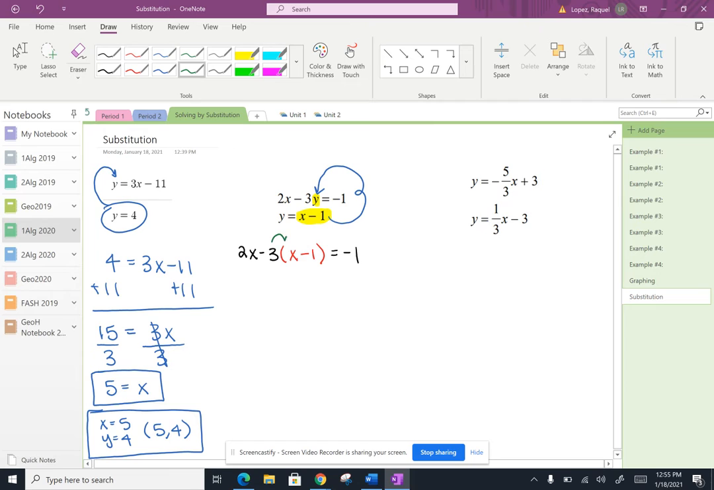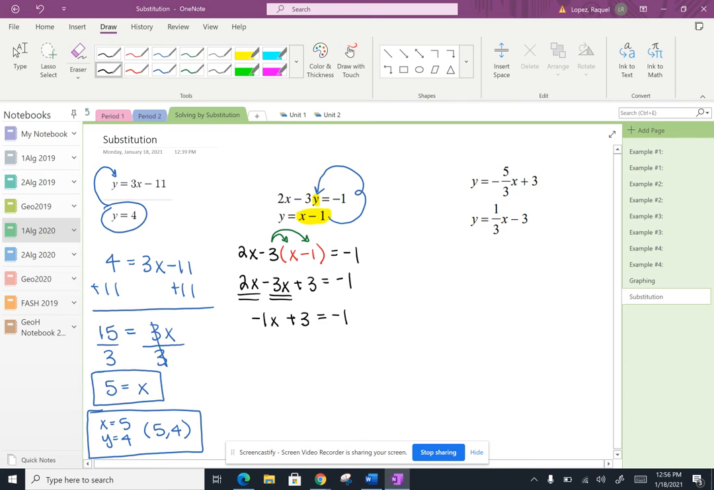Okay, let's simplify this. I want to distribute that negative 3. So I have 2x. Negative 3 times x is going to be negative 3x. Negative 3 times negative 1 is going to be positive 3, because a negative times a negative gives us a positive. Now I see some like terms that I can combine on the left-hand side. I have 2x minus 3x. Those are like terms, so I'm going to combine them, and I end up with negative 1x. So I have negative 1x plus 3 equals negative 1.